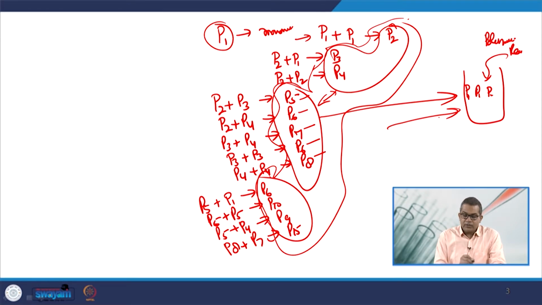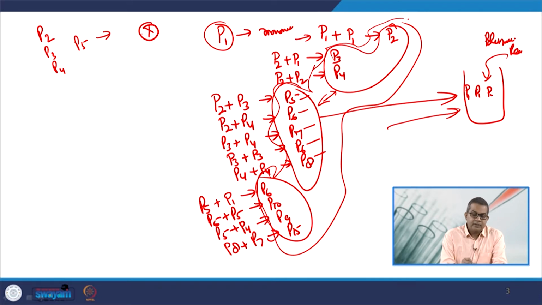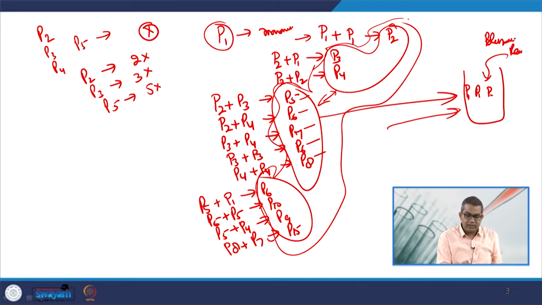Now, see, every chain, whether it is P2, P3, P4, P5, etc., represents a different number of monomeric units. Now, let us take an example. Suppose one monomer unit has a molecular mass of x. So, P2 will have a molecular mass of 2x, P3 will have a molecular mass of 3x, P5 will have a molecular mass of 5x, and so on. So, this is the molecular weight.